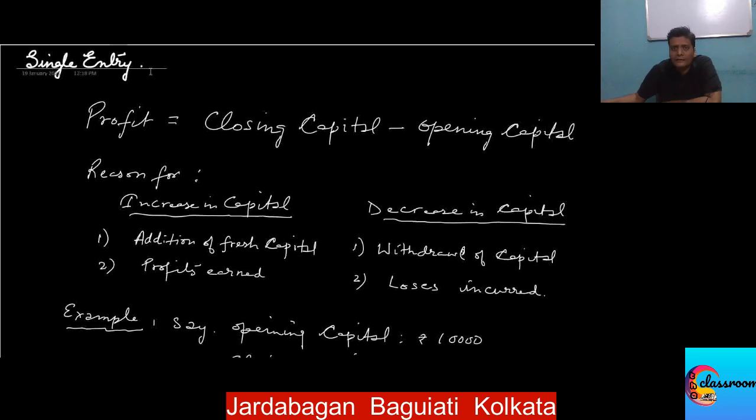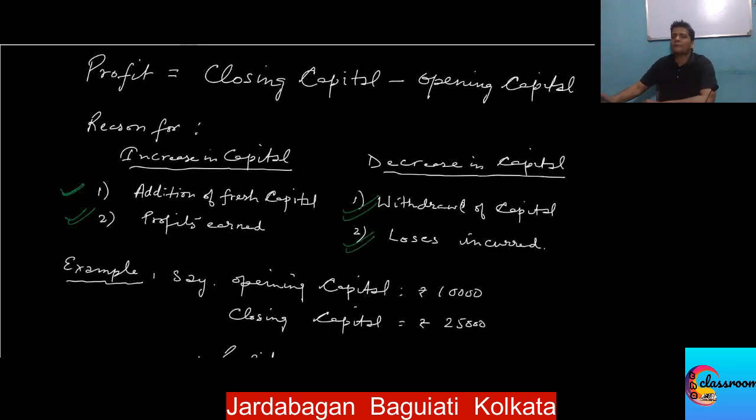But before that, let me show you the reasons for the increase or decrease in capital. Capital increases because of additions of fresh capital or profits earned. Due to these two reasons, the capital increases. Similarly, the capital decreases because of the withdrawal of capital by the proprietor, or losses that have been incurred.